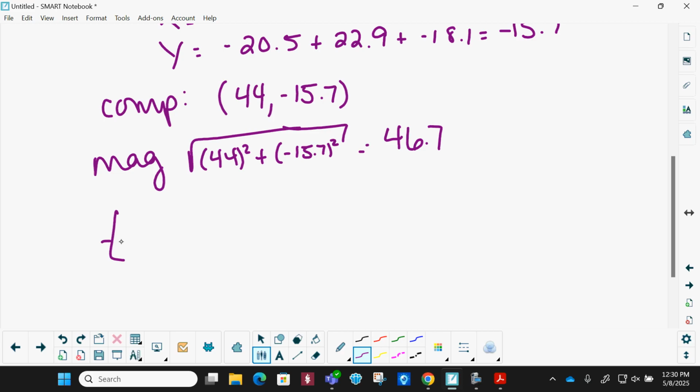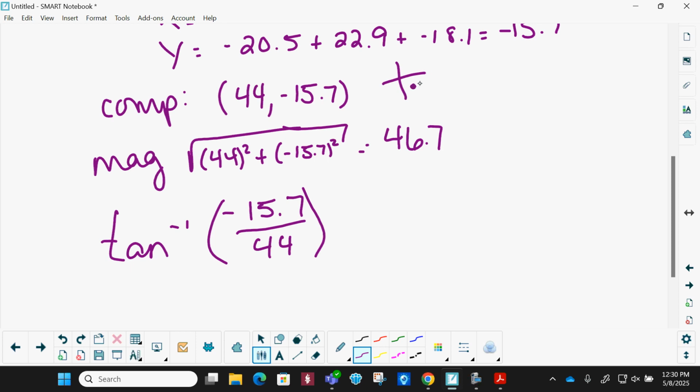To find my angle, you're going to do inverse tangent of y. Ooh, that is ugly. Let's rewrite that. So negative 15.7 over 44. Now, if we graph this, positive, negative, we're down here in quadrant 4, so we've got to add that 360. So inverse tangent, negative 15.7 divided by 44 plus 360. And I got 340.4 degrees.